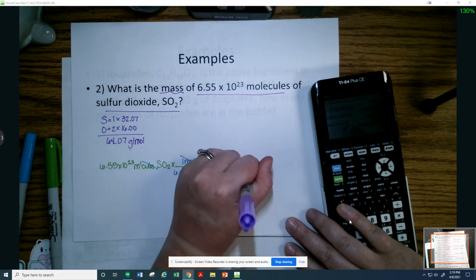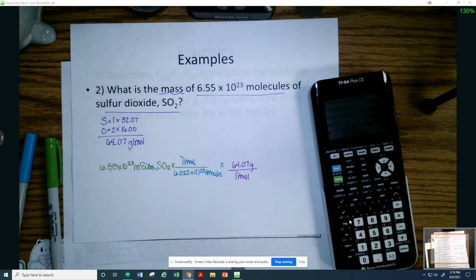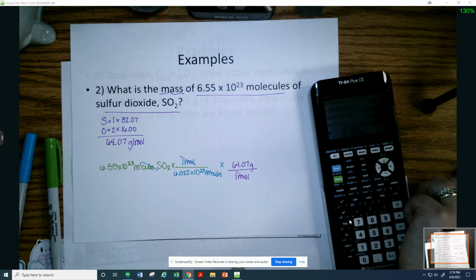I can also cancel out the mole. I can see that I have grams. I know grams measures mass. That's a good indication that I'm on the right track to get where I need to go.